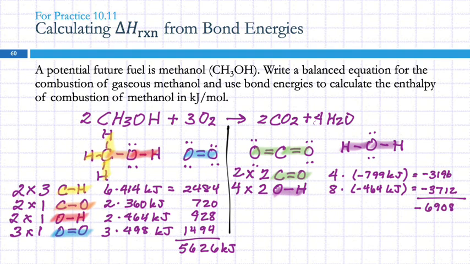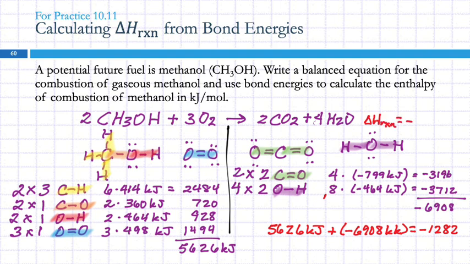So I'm going to add these two numbers together. 5626 kilojoules plus negative 6908 kilojoules. Negative 1282. That is delta H for this chemical equation. Any questions?